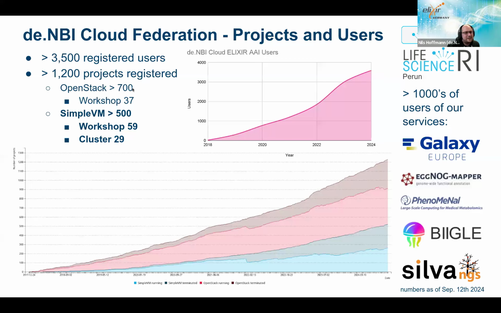We have about 1,200 projects that have been registered. The split is 700 of them are about OpenStack. The Kubernetes ones, we don't have a dedicated number yet, but we're working on reporting that soon. And simple VM is growing constantly.